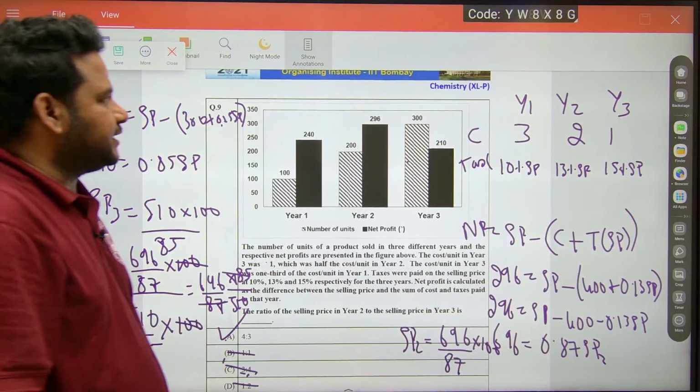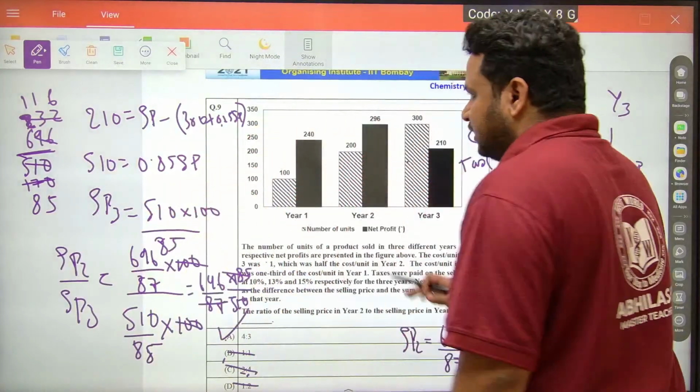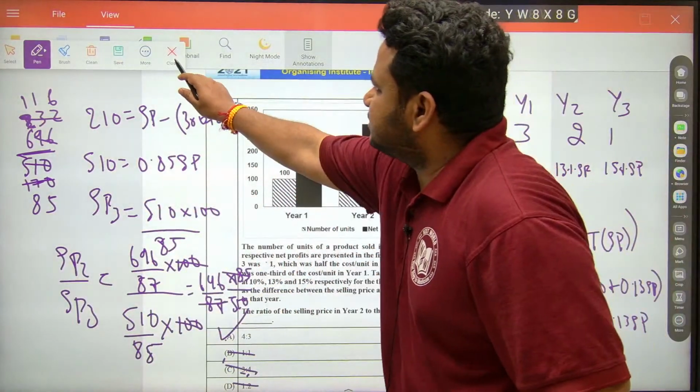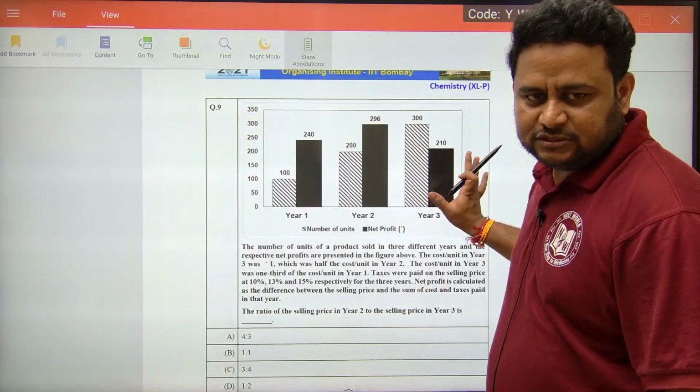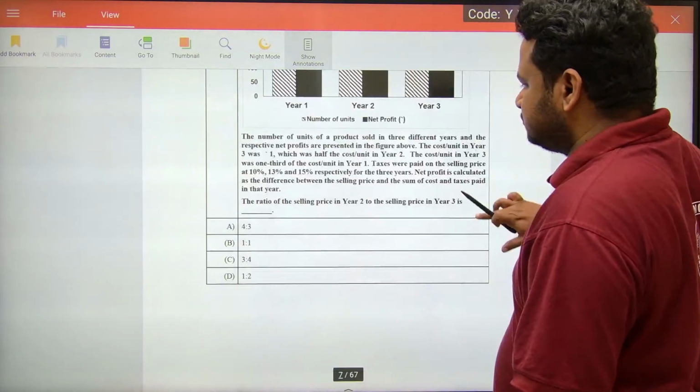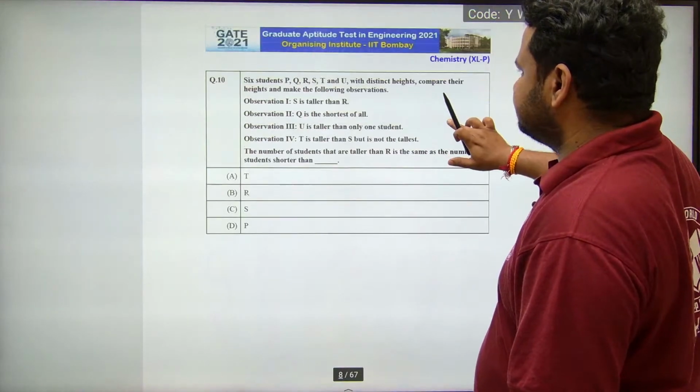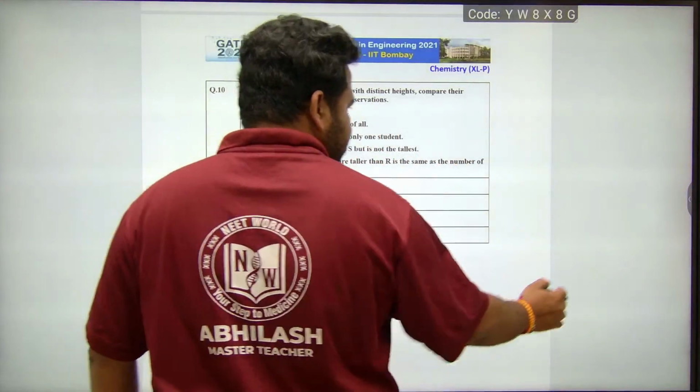Clear? Okay. All right. Let us move to the next question. I hope it is clear. Very simple, just you have to calculate this. Everything they will not give it on a platter. You have to do it. Next question. Very simple question. Don't leave such questions.